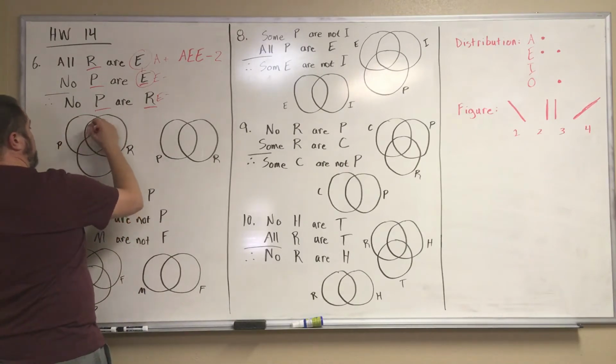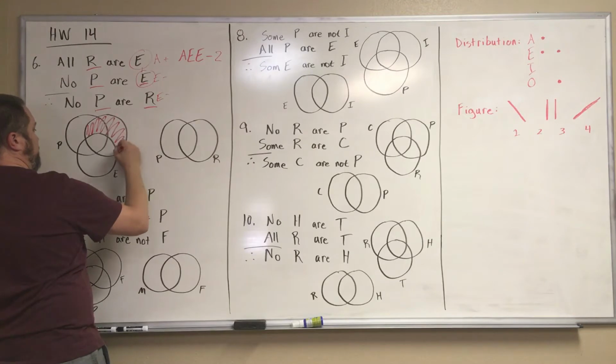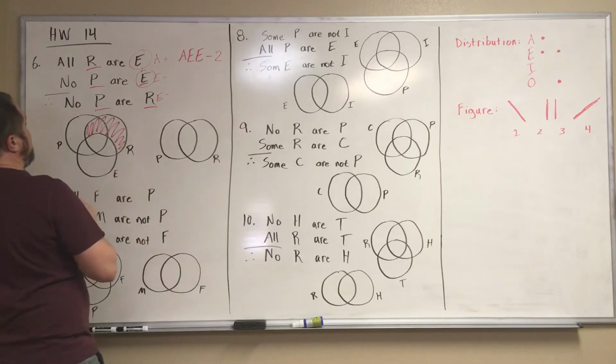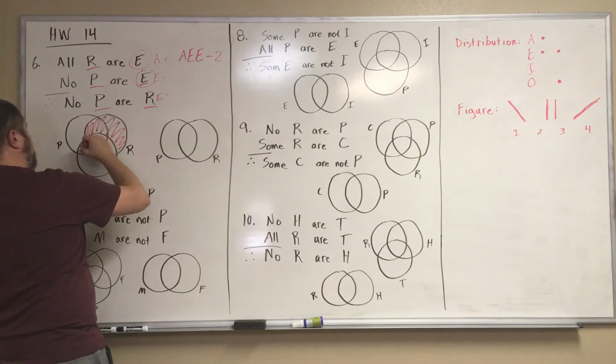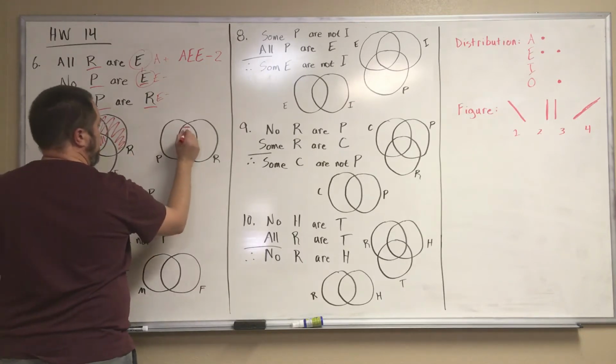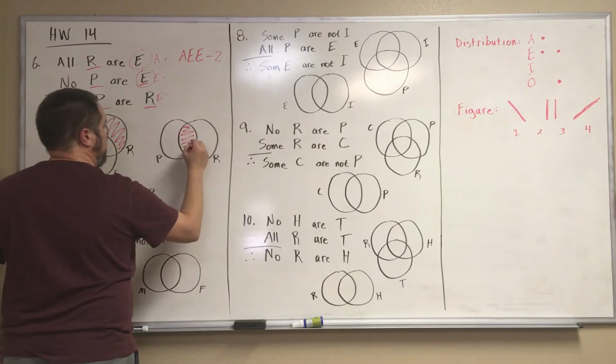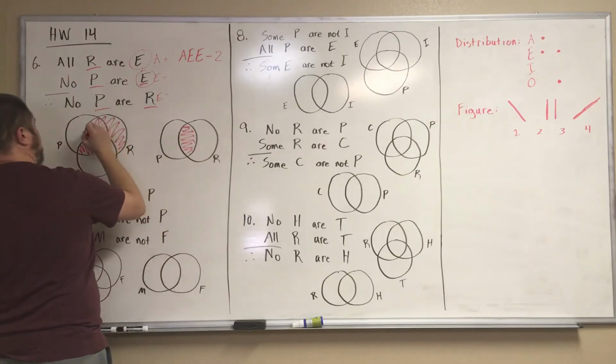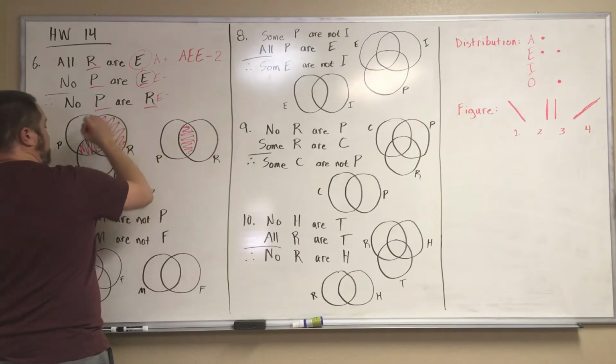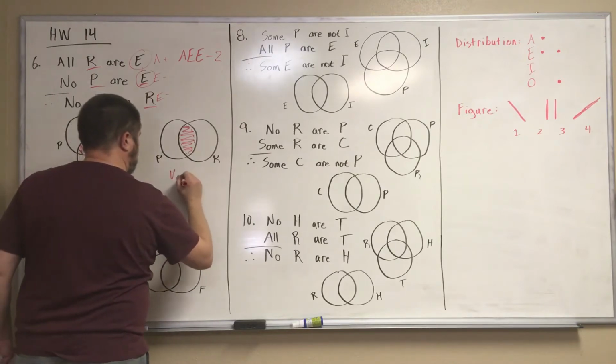All R are E. We eliminate all of R, that's not part of E. No P or E. Eliminate that football shape there. No P or R, football in the middle. This shape here. And it's all filled in, so we're valid.